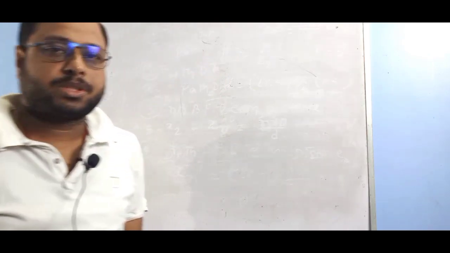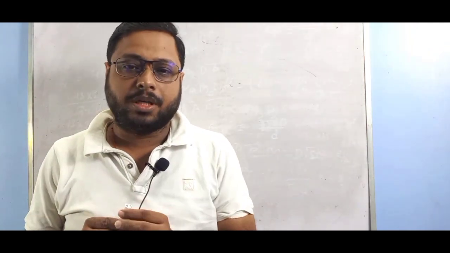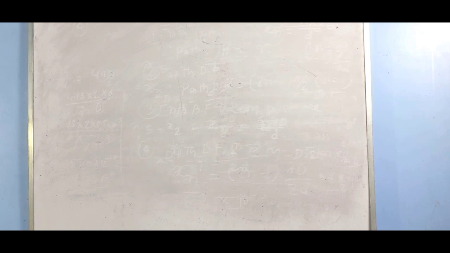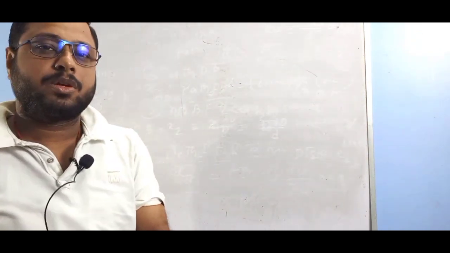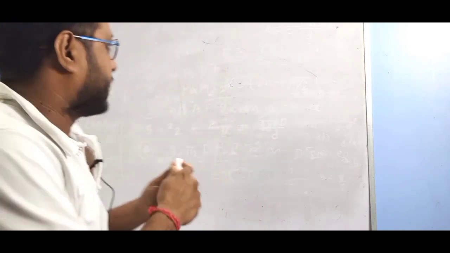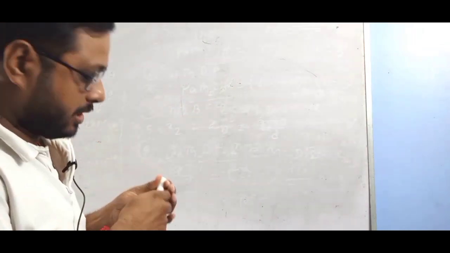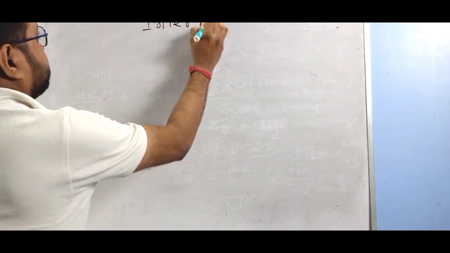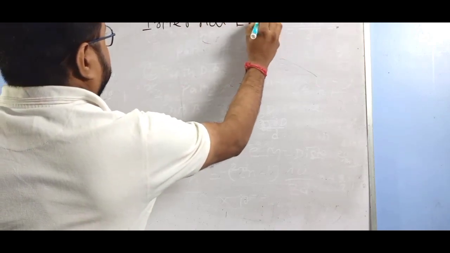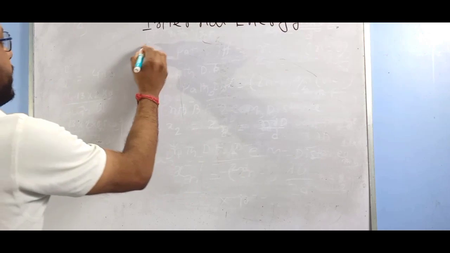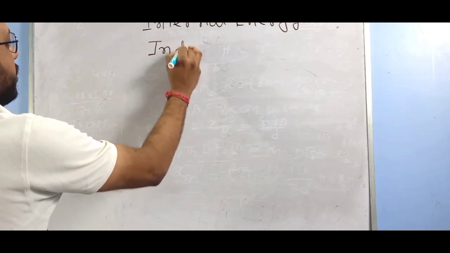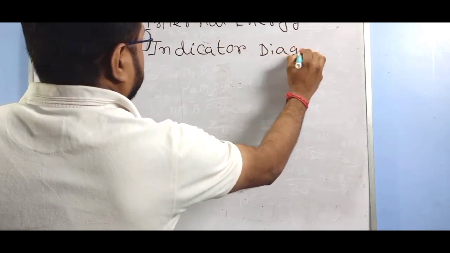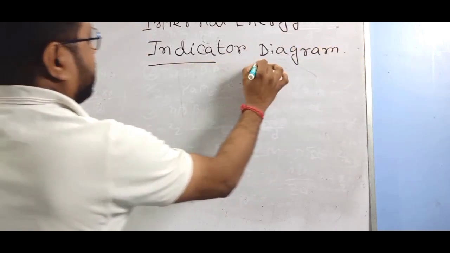Today we start a very important topic in laws of thermodynamics. So today we state two important topics in the first law of thermodynamics. That is, today we discuss internal energy of a system and the indicator diagram. These two topics are very necessary to understand the first law of thermodynamics.